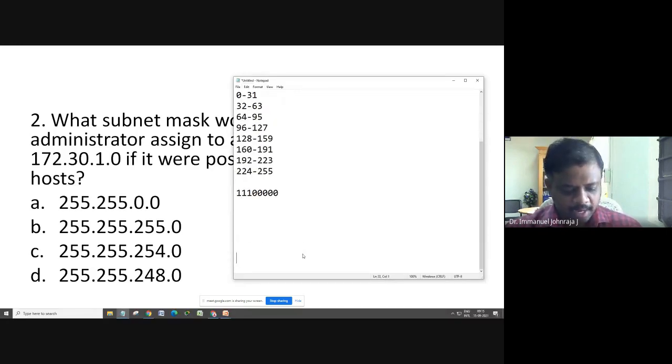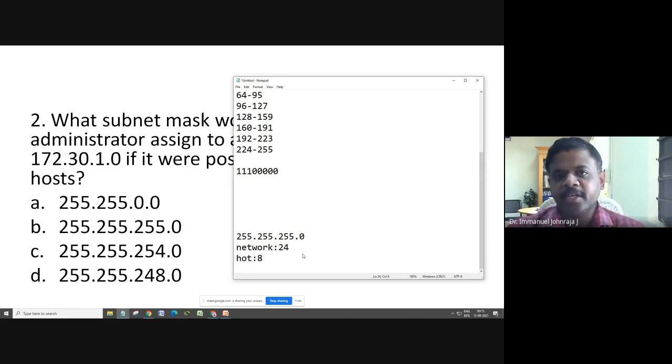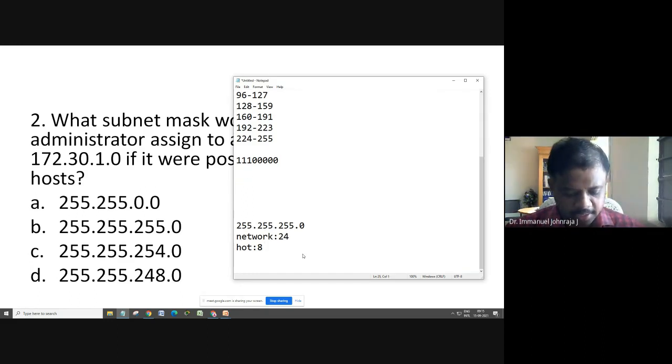I'll take the mask of C. Randomly, I choose C. 255.255.255.0. So you got 255.255.255.0. How many bits are available in the network? The network has 24 bits. How many are with the host? Host has 8 bits. You have the formula for the number of usable hosts. It is 2 power n minus 2, where n is the number of bits in the host portion.